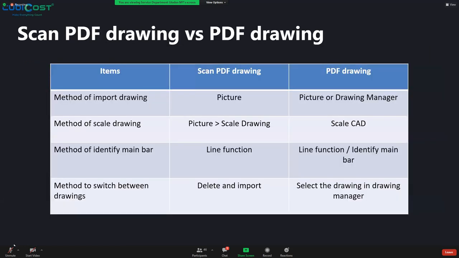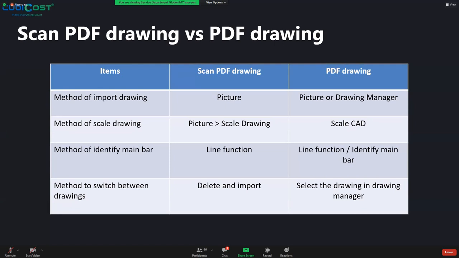Here, I created a table to allow you all to have a better understanding of the difference between the scanned PDF drawing and the PDF drawing. Method of import drawing: picture for scanned PDF. But for PDF drawing, depending on whether it's vector or non-vector: if it's non-vector, picture; if it's vector, drawing manager. Method of scale drawing: picture scale drawing for scanned PDF, whereas for PDF drawing, scale CAD. Method of identifying main bar: line function for scanned PDF. Again, for PDF drawing, depending on whether it's vector or non-vector, you're going to use line function or identify main bar. You need to identify that first.